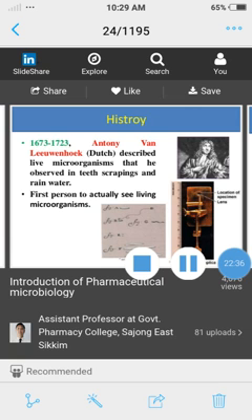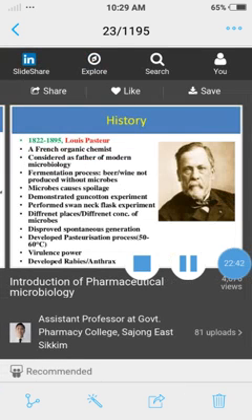And he is the first person to actually see the living microorganism. Then first, Louis Pasteur, the French organic chemist. He is considered, as I said earlier, as the father of modern microbiology.